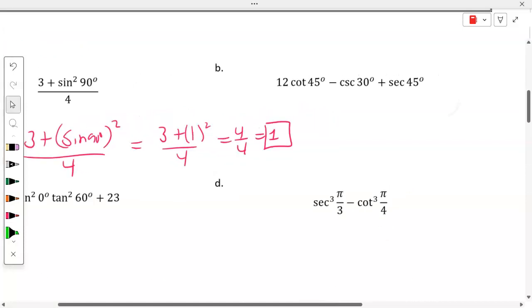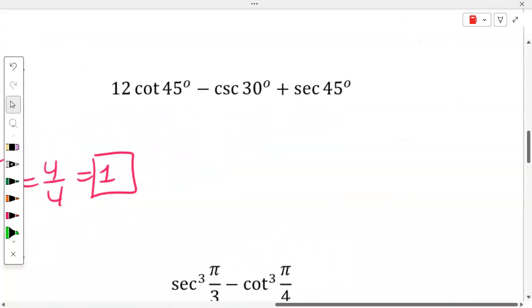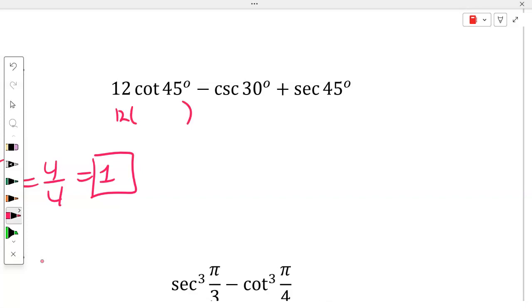All right, let's move on to letter B. We want the cotangent of 45 degrees minus the cosecant of 30 plus the secant of 45, which looks scary, right? But we're going to take 12 times whatever we get for the cotangent of 45. Then we're going to subtract whatever we get for the cosecant of 30, and add whatever we get for the secant of 45 degrees. I'm going to use the unit circle or the trig toolbox. I know that your calculator can do some of this work, but you won't have it, so you're going to get practice using the unit circle or that trig toolbox to answer these questions.